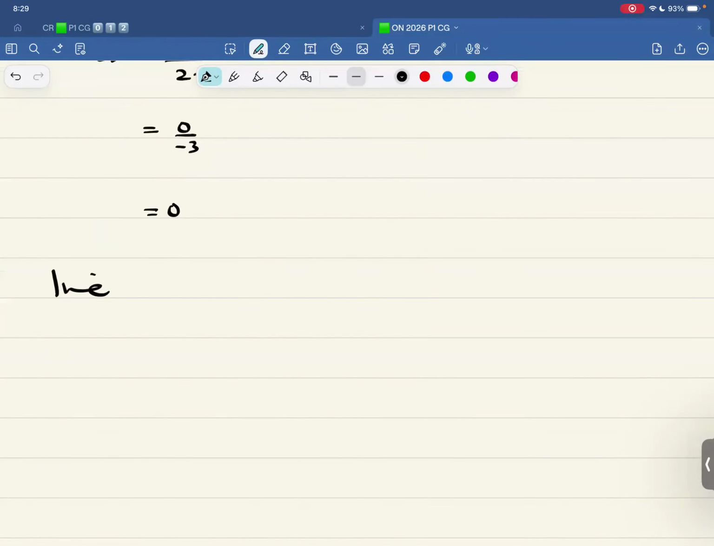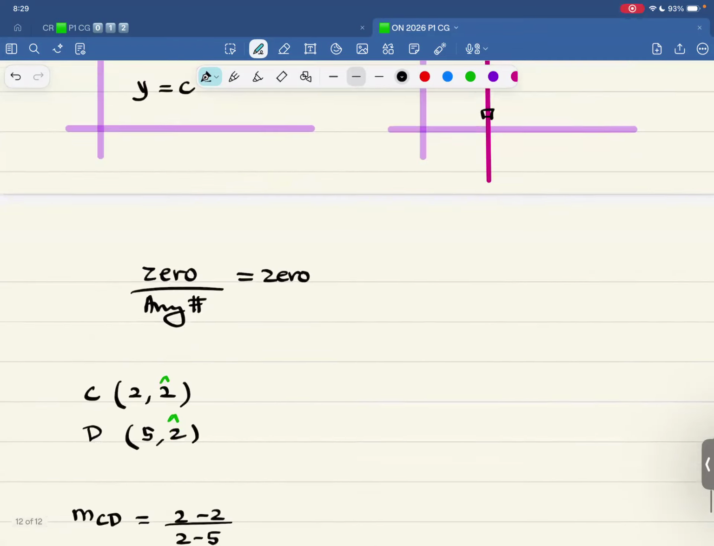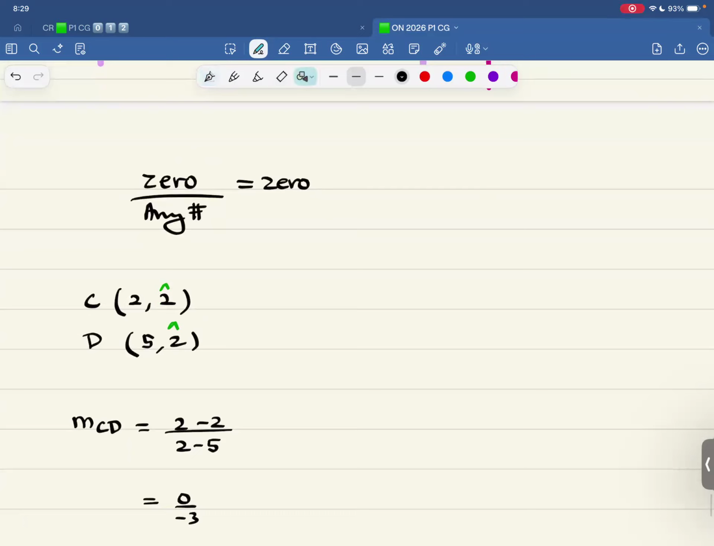So, line parallel to the x-axis, therefore the y coordinate is unchanged. Therefore, the slope is 0. And I'll give you time to copy it also. Similarly, this is the logic that I've applied over here: 0 divided by any number is 0.